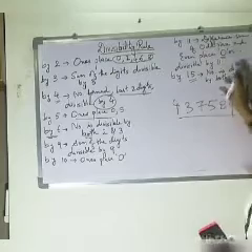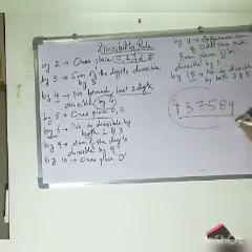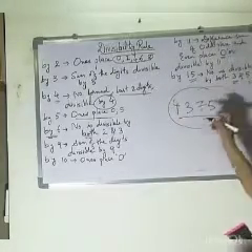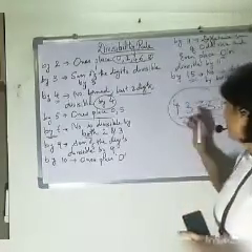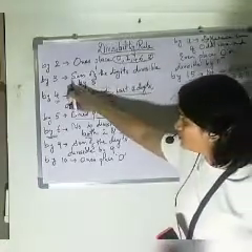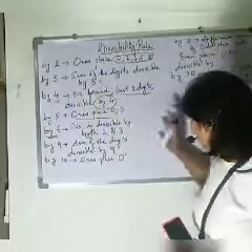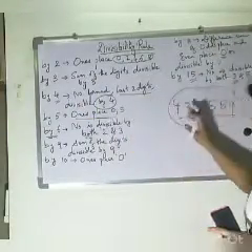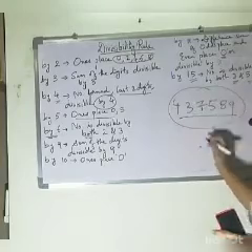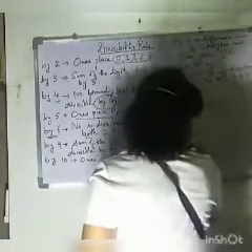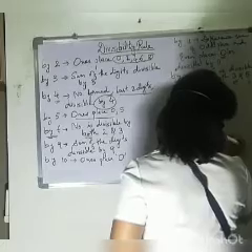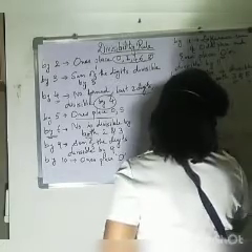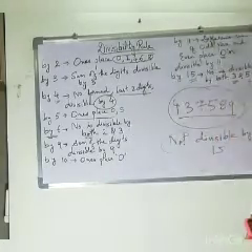How to check? We have to check whether this number is divisible by both 3 and 5, according to 3's rule and 5's rule. The number is divisible by 3, but it is not divisible by 5. That means this number is not divisible by 15.